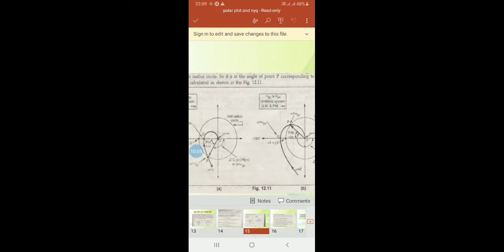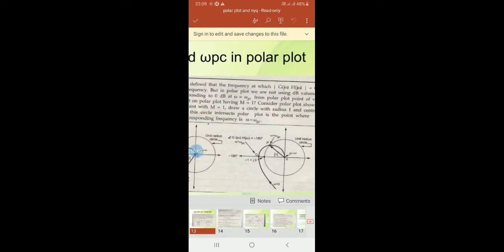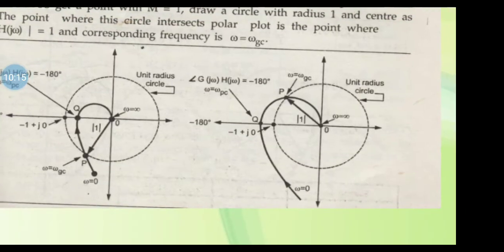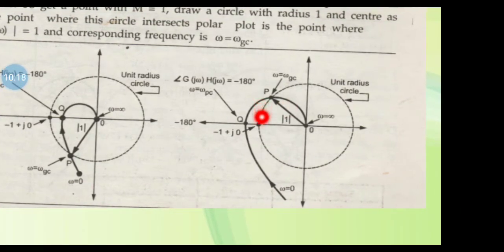The point where magnitude is 1 and angle is minus 180 degrees is nothing but the point minus 1 plus j0. So we can see here the point minus 1 plus j0. This is the point minus 1 plus j0 on the negative real axis. It is called the critical point in polar and Nyquist plot analysis.